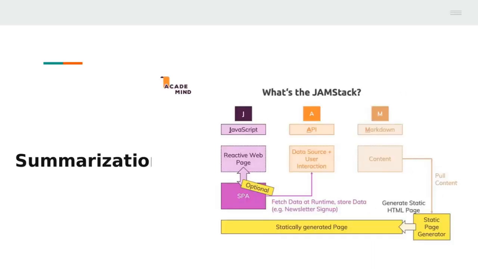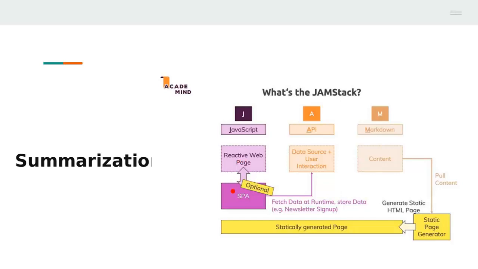Okay, summarization. So Jamstack is, as I said, J for JavaScript, A for APIs, and M for markup, and not Markdown. JavaScript is our reactivity, our computing part, and APIs are the data source and interactions. For example, I can pull data from APIs. I can send email using an API, and the markup is the content.